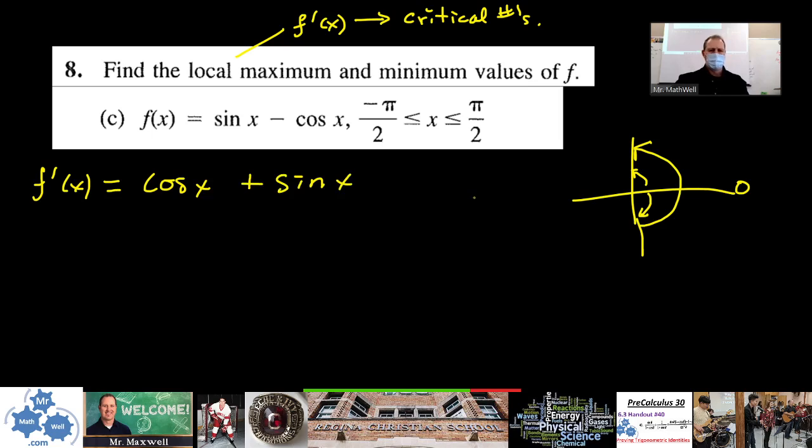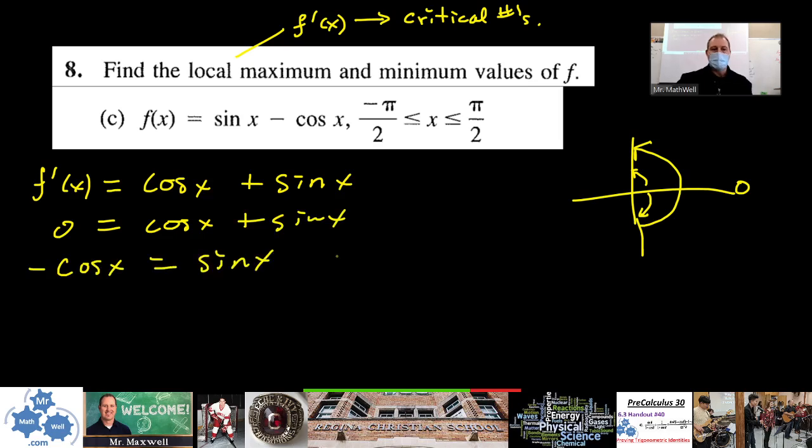Does that look good? Now, if we let this equal 0 to solve for our critical numbers, what we end up with here is 0 equals negative cos x plus sine x. So I have negative cos x equals positive sine x. So we could stop right there and say, okay, for what values do we have cos and sine the exact same value, but one is positive, one's negative? And that's the angle we're looking for.